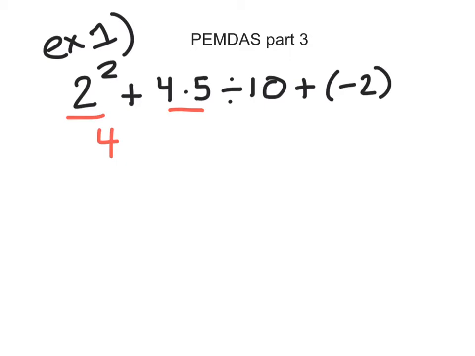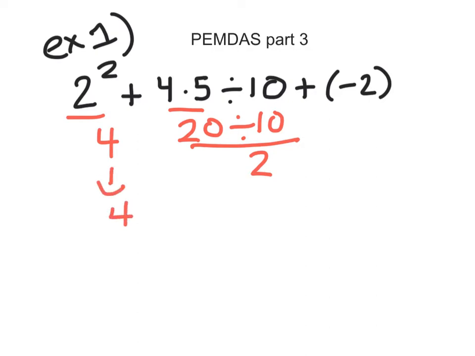So we have multiplication, 4 times 5, and then division, 20 divided by 10, which would be 2. All right, and then we have a plus negative 2. So let's bring down everything. I'm just going to bring this down a little further. We got 4 plus 2 plus negative 2. Okay, that's what we have left after we've done the other 3 operations.